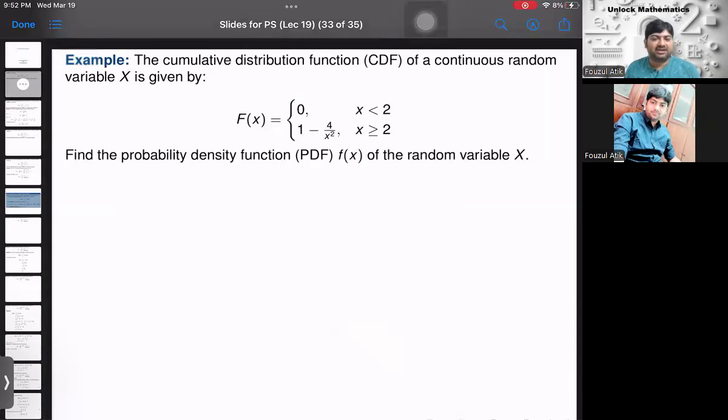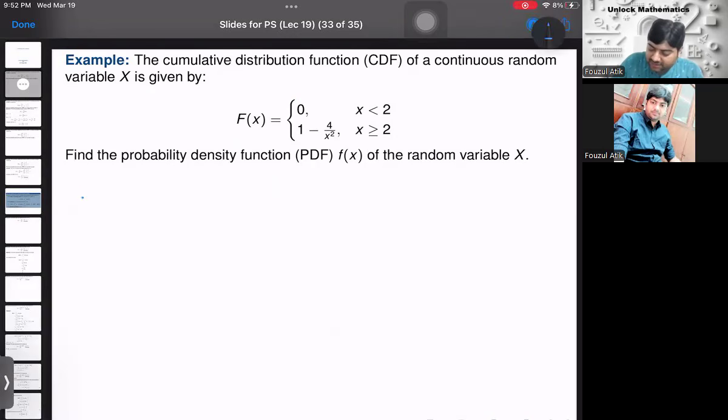We saw in the last video that you just have to differentiate it. Once the cumulative distribution function is differentiable, you differentiate it and you will get the probability density function. So for this example, it is very easy. The cumulative distribution function F(x) is given: if x is less than 2, it is 0; if x is greater than or equal to 2, it is 1 minus 4 by x squared.